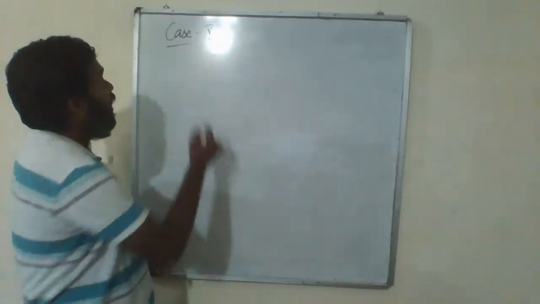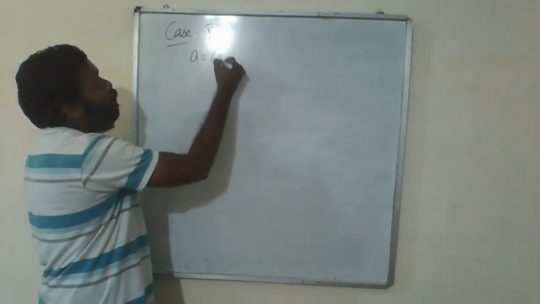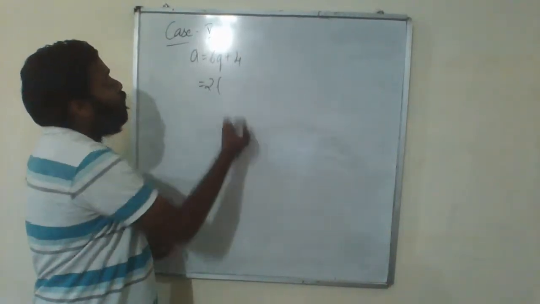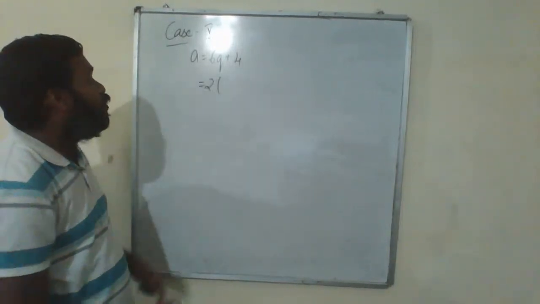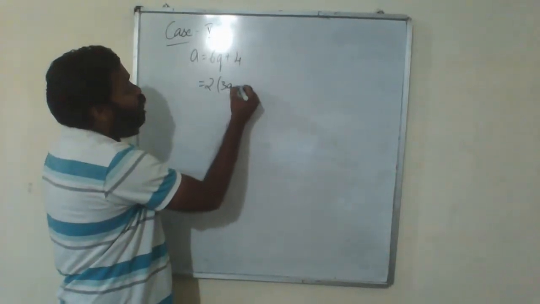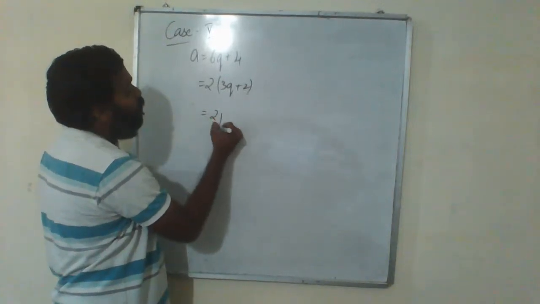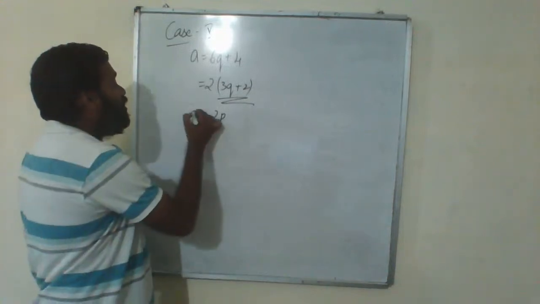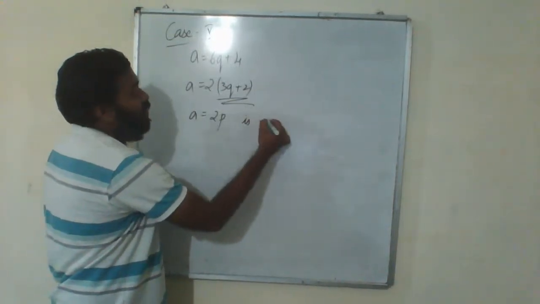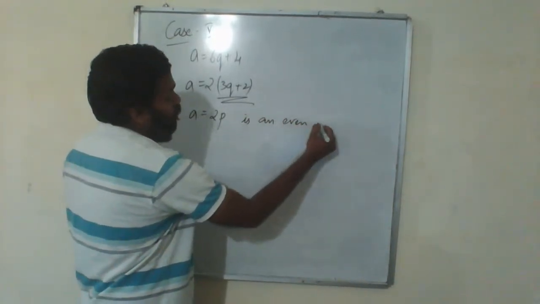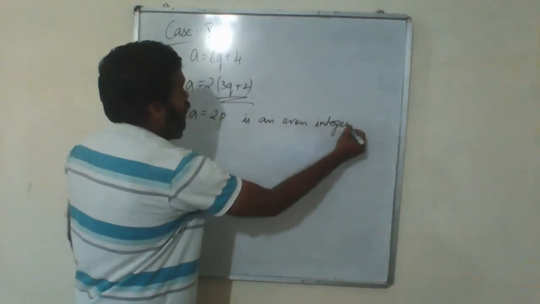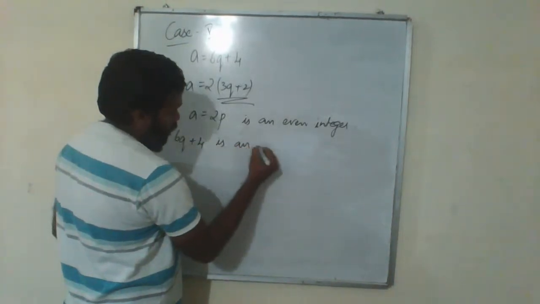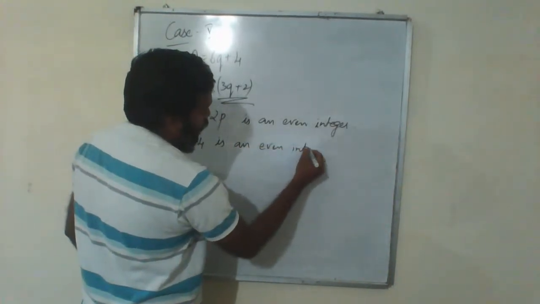Now, the fifth case is a equals 6q plus 4. Again, you have to take 2 common, that is, dividing this whole equation by 2, that is 2 into (3q plus 2), which is 2p. 3q plus 2 can be considered as p. So 2p is an even integer. That is, 6q plus 4 is an even integer.